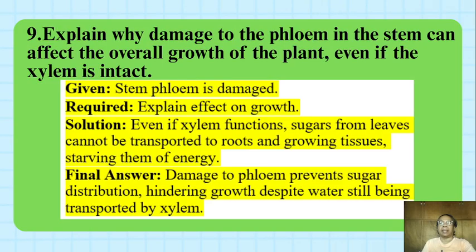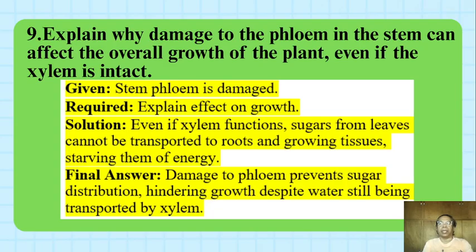Number 9. Explain why damage to the phloem in the stem can affect the overall growth of the plant even if the xylem is intact. So we're given stem phloem is damaged. Required: explain the effect on growth of the plant.